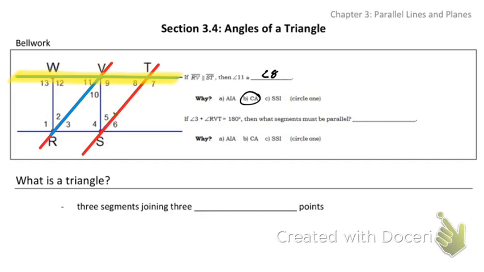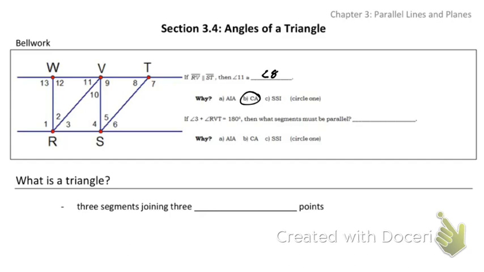These can be tough, but I can guarantee you'll see stuff like this on the test. So color it in, take your time, label what's your transversal. All right, our next one says, if angle 3 plus angle RVT equals 180, what should be going through your head if you're looking at two angles equaling 180? And what I mean by that, are you thinking alternate interior, are you thinking same side, or are you thinking corresponding? All right. Same side.